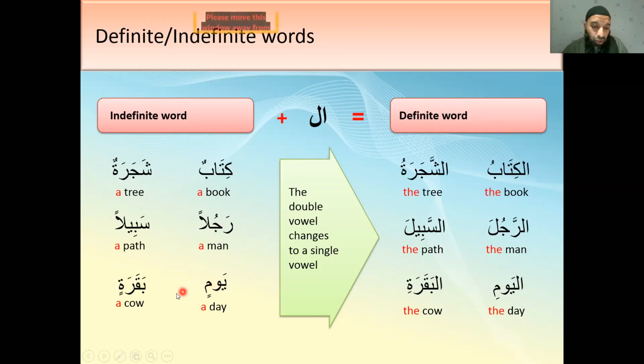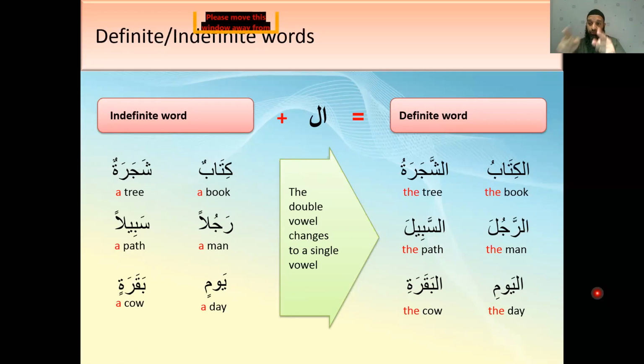Okay, inshallah. So baqaratin, a cow, goes to al-baqarati. Again, baqaratun will go to al-baqaratu. Baqaratan will go to al-baqarata. Baqaratin will go to al-baqarati. They all mean the same. So these top ones here are marfu. The middle ones here are mansub, all of them. And the ones at the bottom are majroor. That's all you need to know for the time being. We're not going to apply them yet. We're just going to learn what they are.